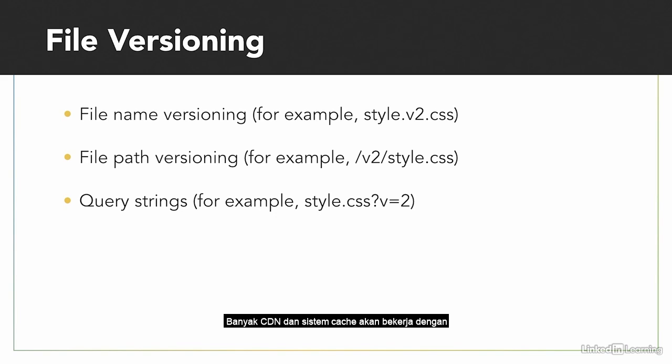Many CDNs and cache systems will work with any of these versioning formats, but sometimes you will run into issues with query strings, so keep an eye out for that. And this will work for any assets, images, JavaScript, or CSS files. Using caching can really speed up a site, but it can also conceal problems. That's why you want to get really good at busting your own cache to make sure that all of your visitors are experiencing the latest version.